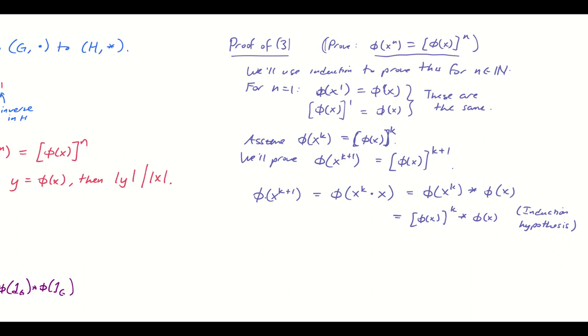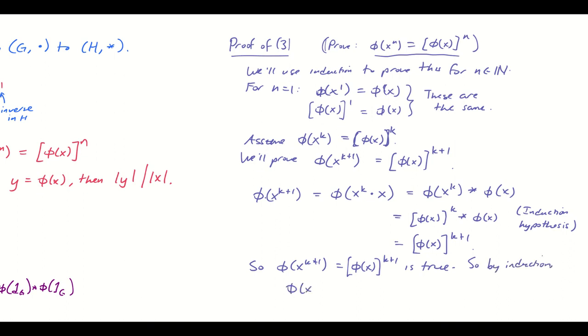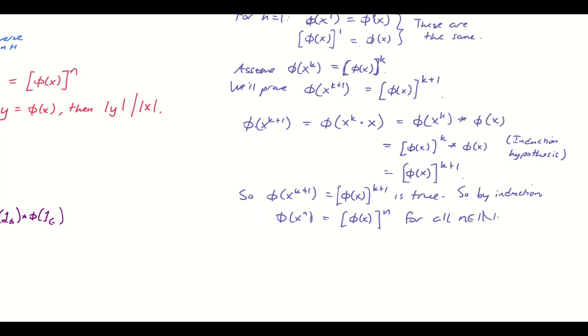But now I have phi of x to the k times another phi of x. Well, that's just phi of x all raised to the k plus 1 power, and that's exactly what I want. Okay, so this statement is true, and that concludes the induction step. So by induction, I can at least say phi of x to the n equals phi of x to the n for all natural numbers n. Okay, now what about other integers like 0 and negative numbers?